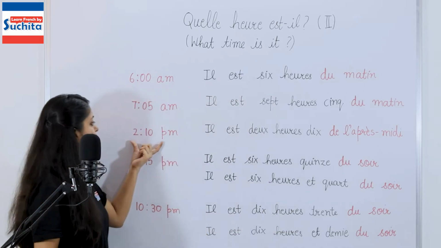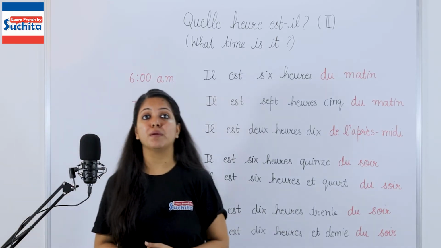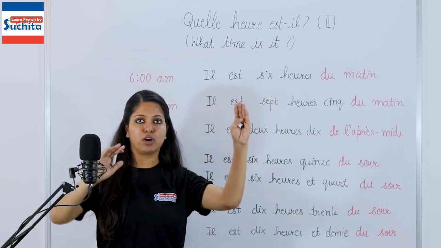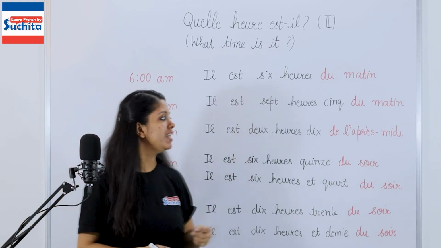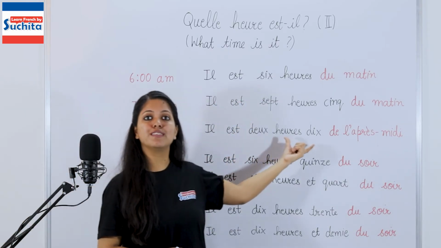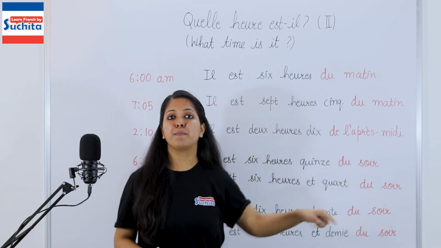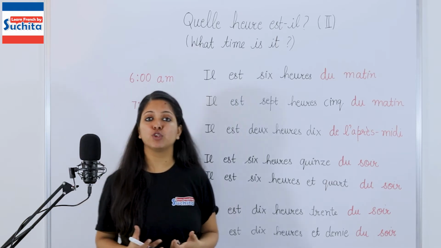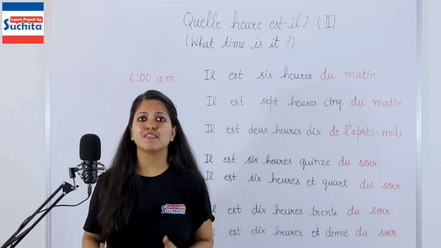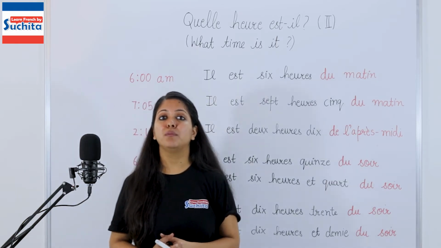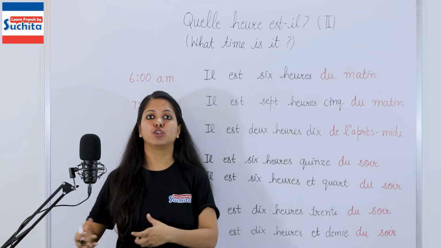Okay. Next is, if you want to say it is 2:10 p.m. So that part of the day is not morning, that's afternoon. So you say il est 2h10 de l'après-midi. L'après-midi is afternoon. So you say il est 2h10 de l'après-midi, of the afternoon.